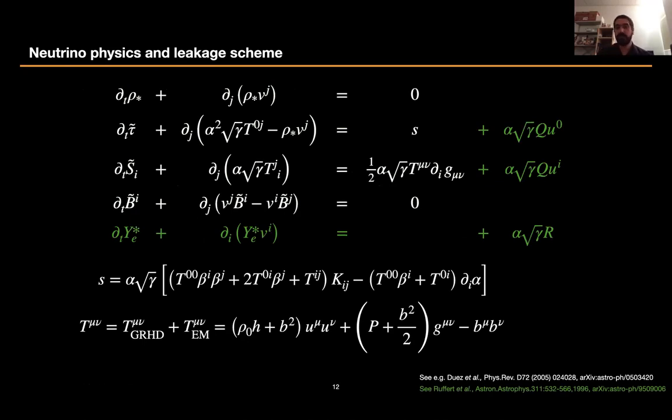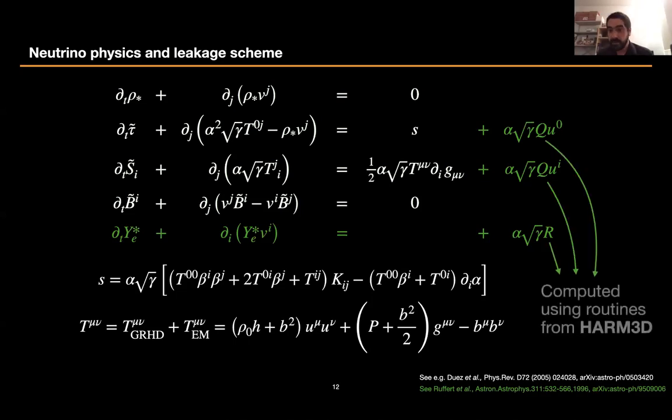This is a conserved version of it. Notice that it is Y_e star, so it's not the electron fraction itself. But now we have these new source terms Q and R, which we are using a HARM routine to compute. And they basically take into account variations of the electron fraction, momentum and energy due to the neutrino leakage.